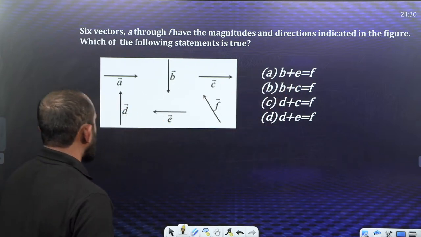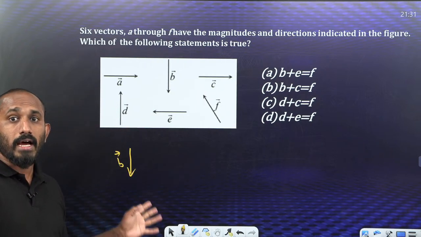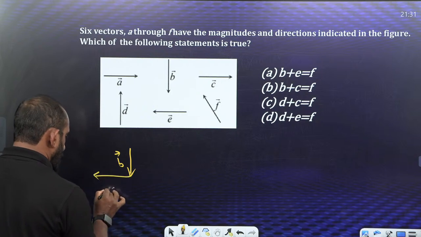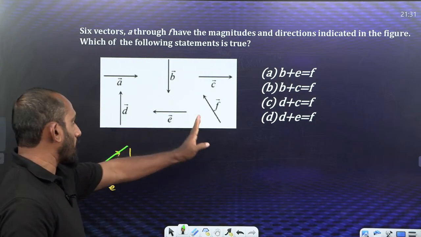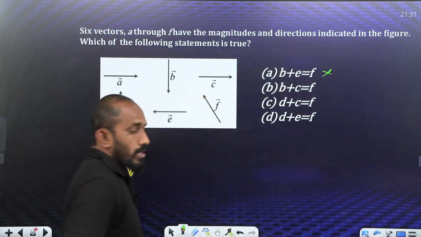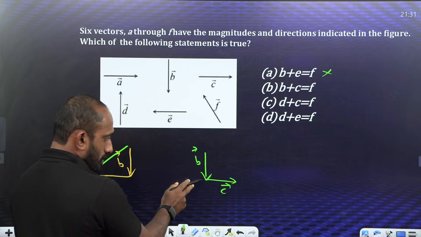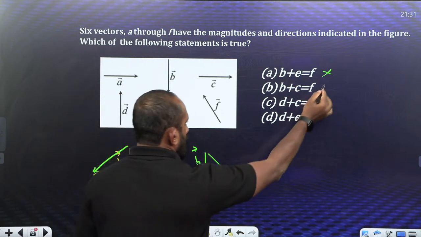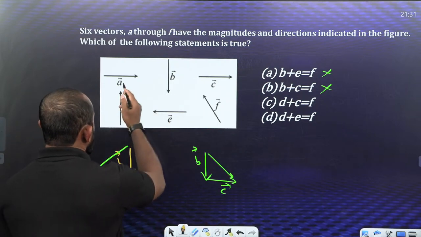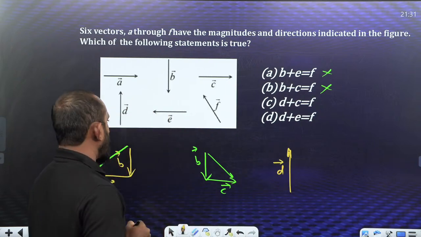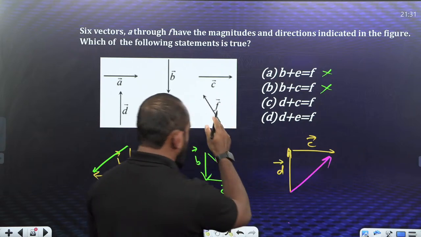B plus E is equal to F. This is B, and E, so the tail of the second vector is kept on the head of the first vector. Then B plus E will have this direction, that is not F, F has this direction, so A is not the answer. Now B plus C is equal to F, B is this one, C is this one, take tail to head, then this is the resultant, which is the opposite way of F, so that is also not it. Then D plus C is equal to F, this is D, this is C, then the resultant should be here, but that is not F, so it's also not there.